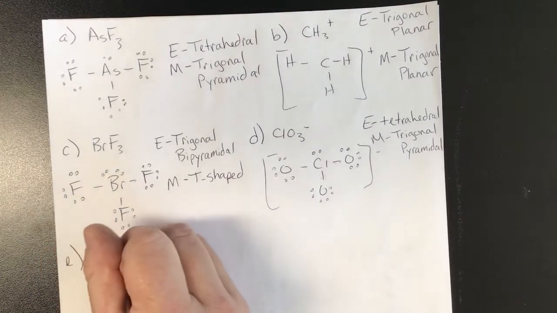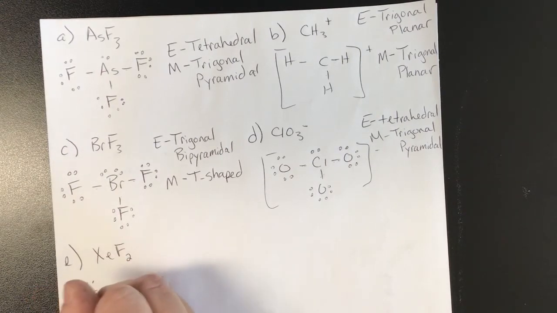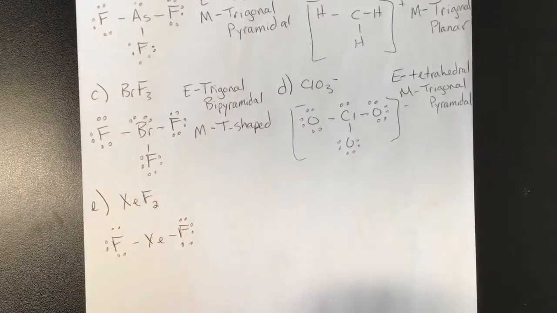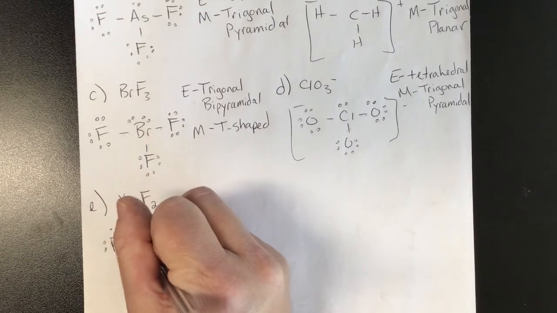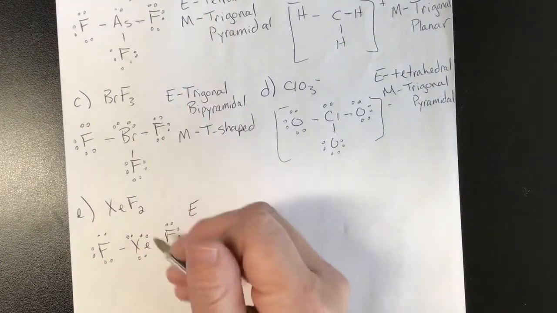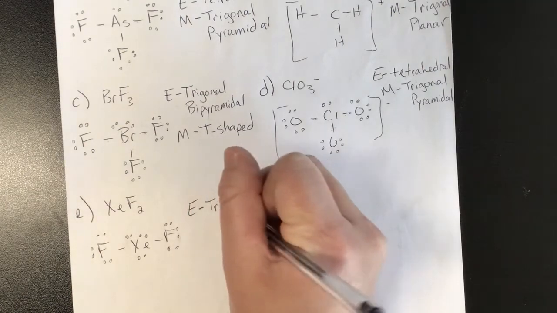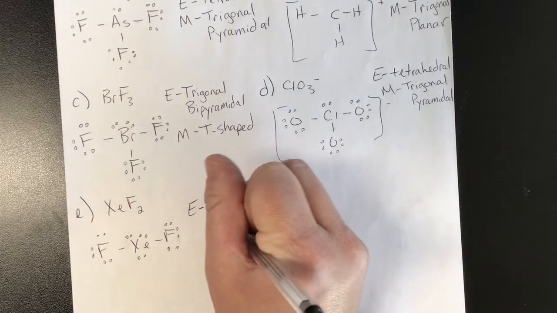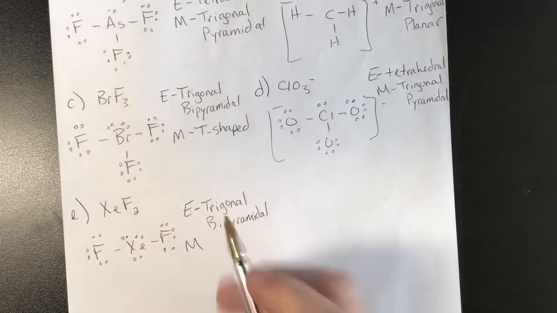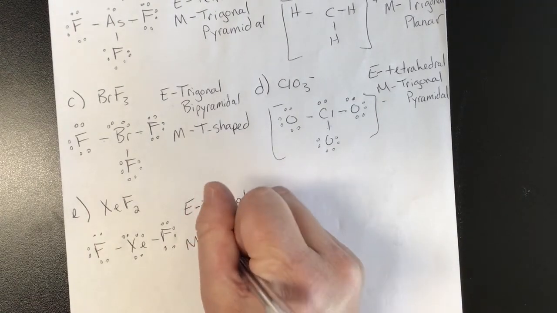We have XeF2, which is going to look like this. So when we get done putting the lone pairs on the outside fluorines, we have 6 electrons left, and so those all go onto xenon. So the electron domain geometry, we're going to have 5 domains around xenon, so that's going to be trigonal bipyramidal. And then the molecular geometry, because we have 2 bonding and 3 non-bonding, that's going to give us linear.